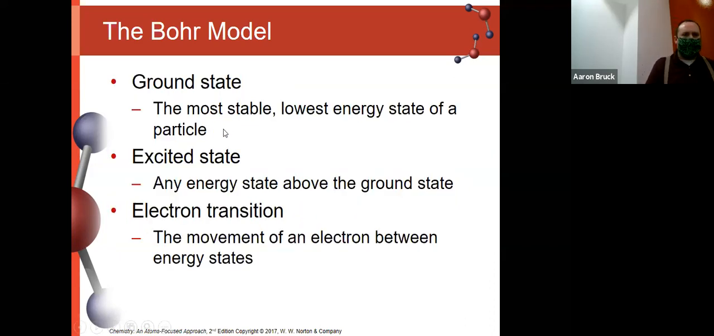A couple of key terms surrounding the Bohr atom. First of all, a ground state. The ground state represents the lowest energy state of any particle. For the most part, extending beyond just the hydrogen atom, it means that all the electrons in the atom are in their lowest possible energy levels. It doesn't mean that they all exist in the first energy level, because at some point the first energy level runs out of space. But all the electrons have the lowest energy possible.